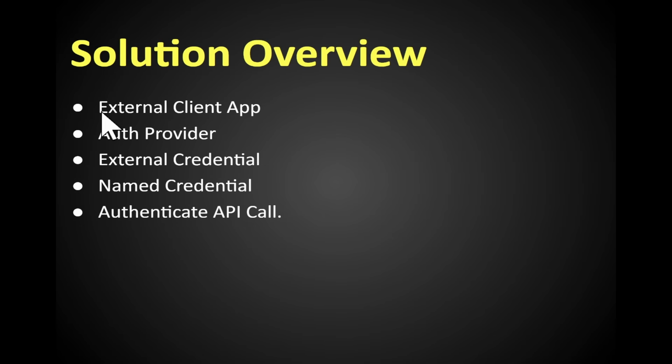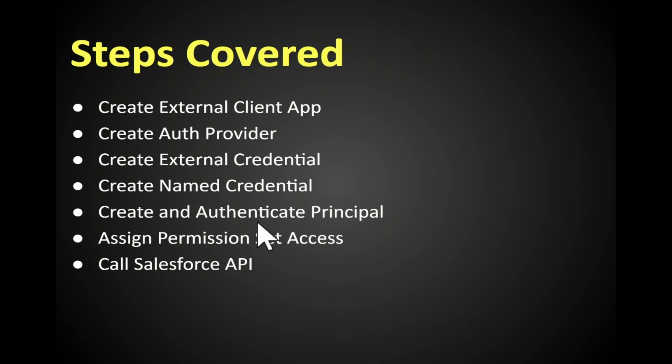We will create an external client app, then an auth provider, then external credentials, then a named credential, and then we will authenticate our API. You can see the other steps we'll cover: we'll create an app, an auth provider, credentials, a named credential, then we will create authenticated principals. So we will see all the steps one by one. So let's jump to the demo.